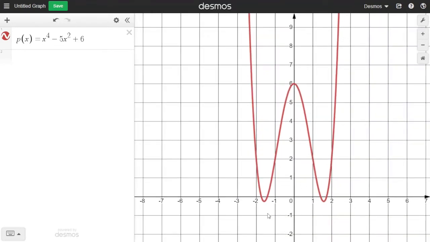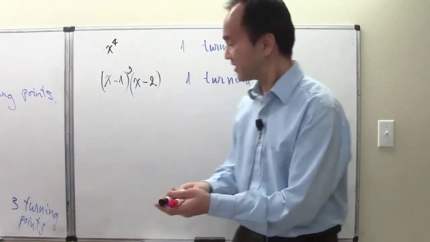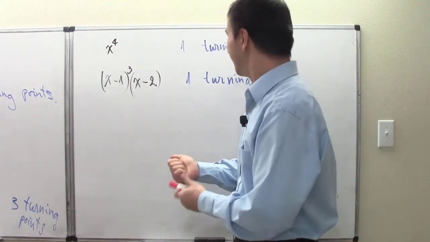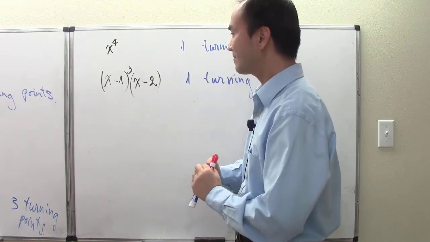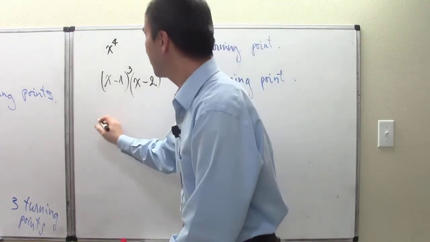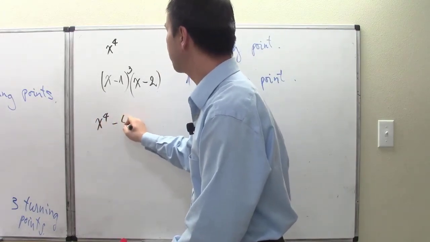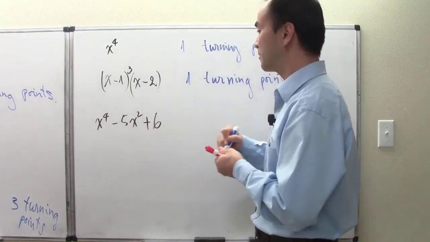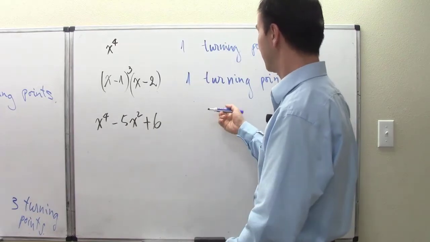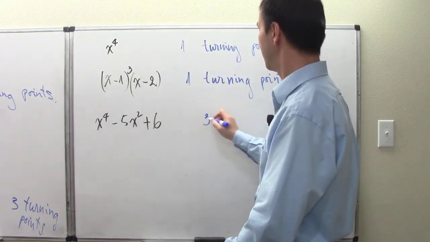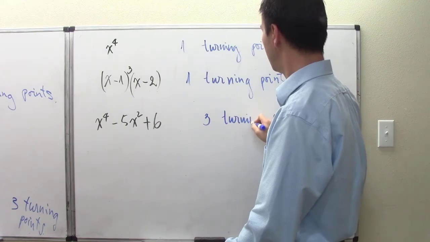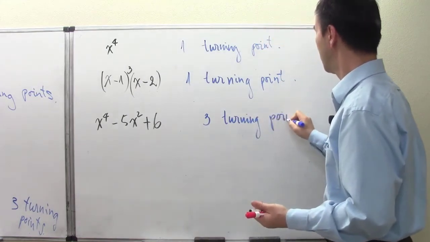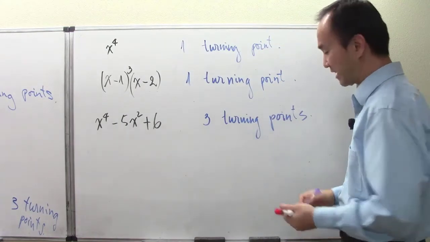So what's going on here? We have 1, 2, and 3 turning points. Let's record it down. On this x to the fourth minus 5x squared plus 6, we had 3 turning points.